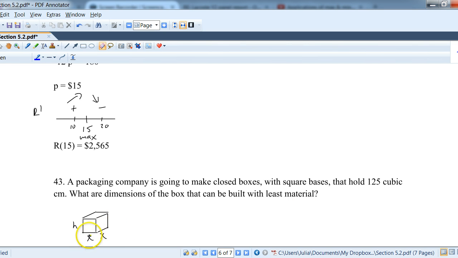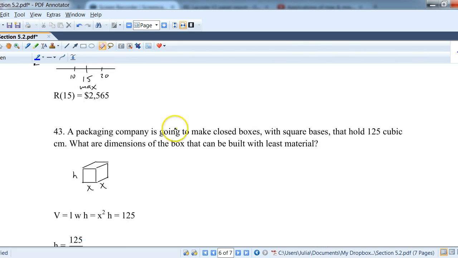It took me some time, but because it's a square base, that means the length and the width are the same. So I just call them X to make it easier. But then the height could be different depending on the box. So it doesn't really tell you that we have a volume, but anytime you hear cubic centimeters, you can assume that we're talking about the volume unless it indicates otherwise.